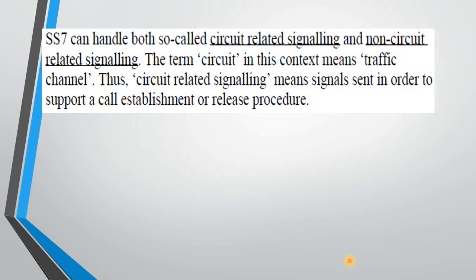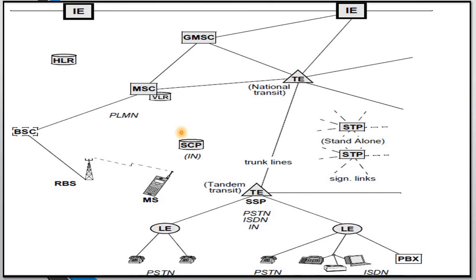For that, we need a signaling system which can handle those requirements, and those fall under the category of non-circuit related signaling. SS7 can very flexibly handle such requirements. Circuit related signaling means signaling sent in order to support call establishment on the access part, while non-circuit related signaling refers to the requirements of the applications. So this picture is going to give you an end-to-end idea of how different entities communicate with each other in a telecom network and what their requirements are.